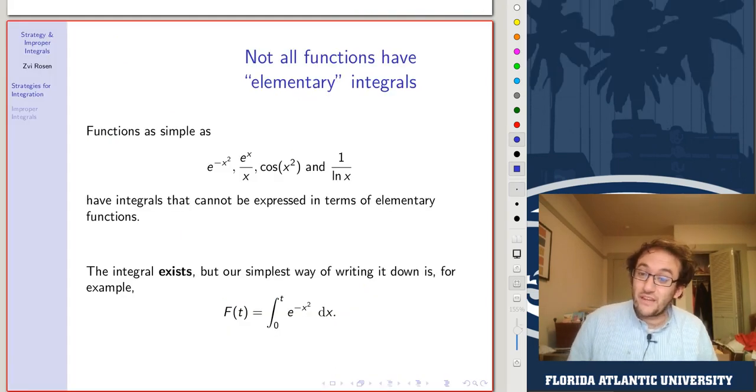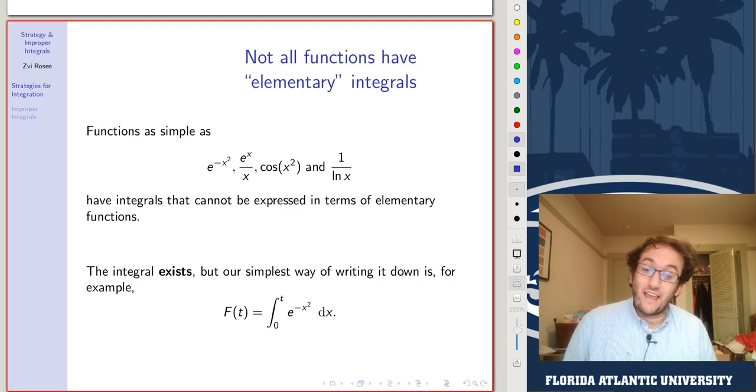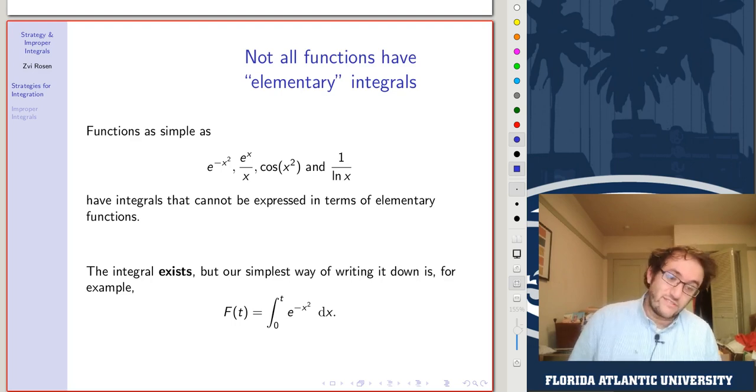And we should also note that not all functions have elementary integrals. For instance, functions as simple as e to the minus x squared, e to the x over x, cosine of x squared, and 1 over ln x have integrals that cannot be expressed in terms of elementary functions. That's not to say that the integral doesn't exist. The integral exists, but we don't have a simple way of writing it down besides just the integral.